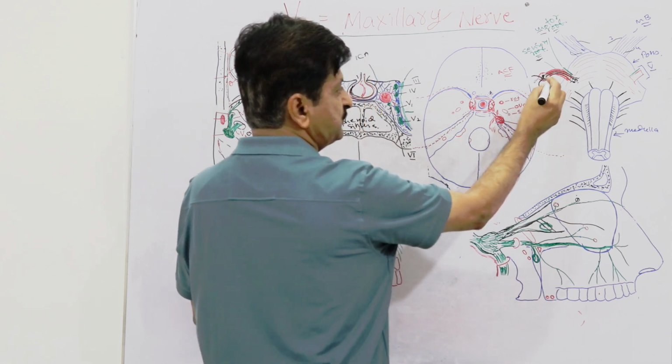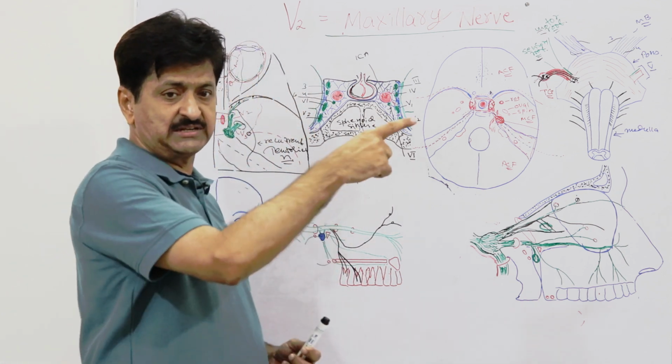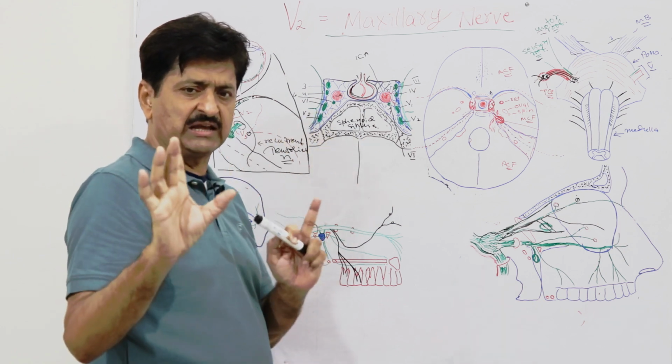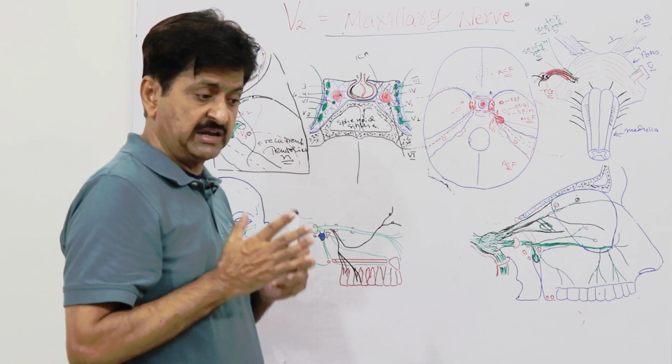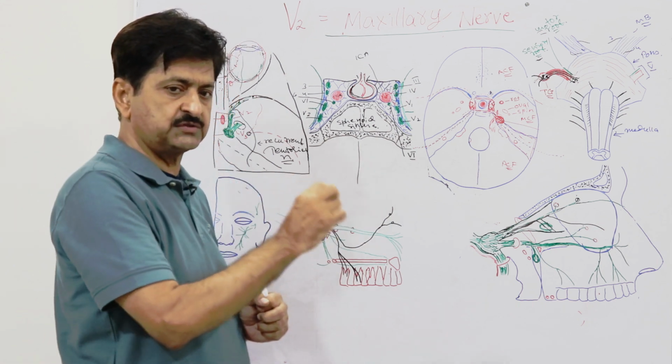And the second division of this trigeminal nerve which we are discussing has its cell bodies, pseudo-unipolar neuron cell bodies, present here in the same common ganglion, that is called the trigeminal ganglion, that is lying in the Meckel's cave. From the anterior edge of this trigeminal ganglion, this nerve is emerging here. So our nerve starts from here.